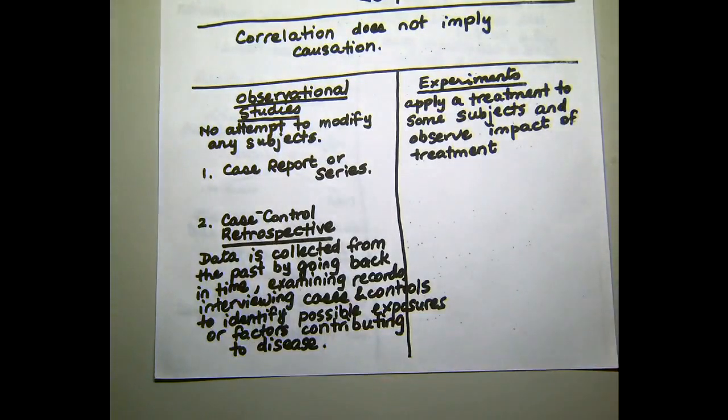The next one is a case control study. Cases are people who have a certain condition, and controls are people who don't have that condition. It's a retrospective study, meaning that data is collected from the past to see if certain factors cause the disease. For example, can you give me an example of a case control study? Yes?